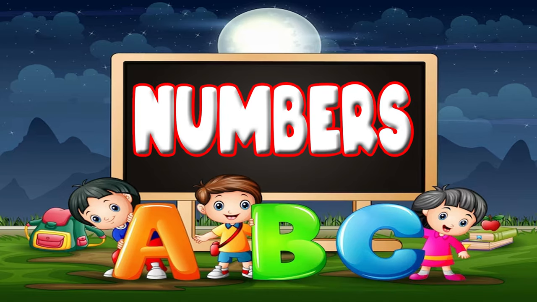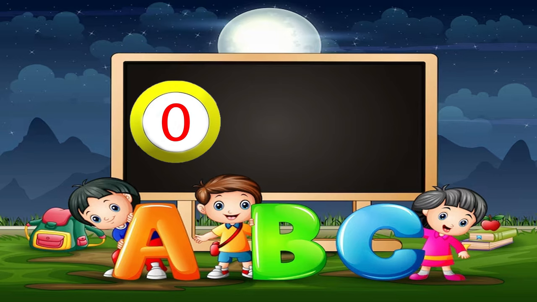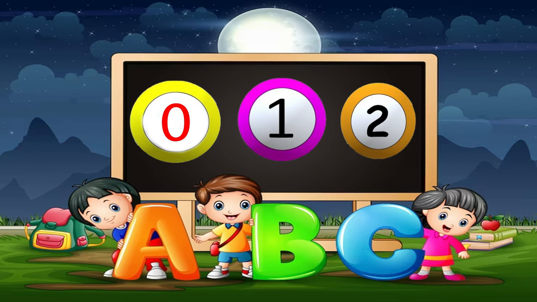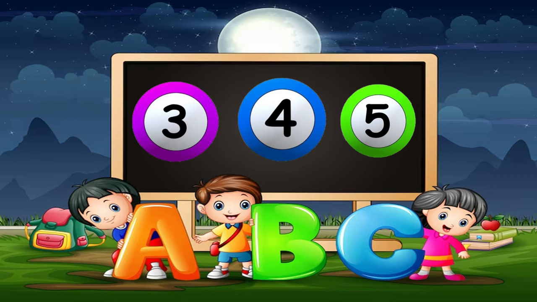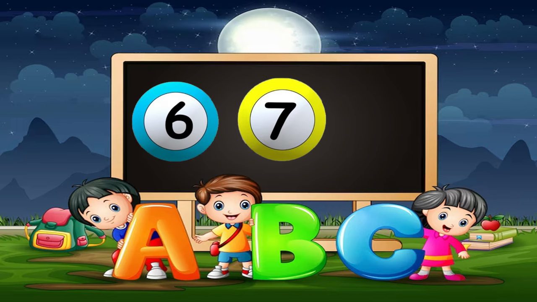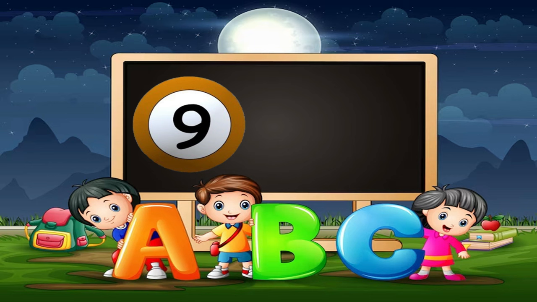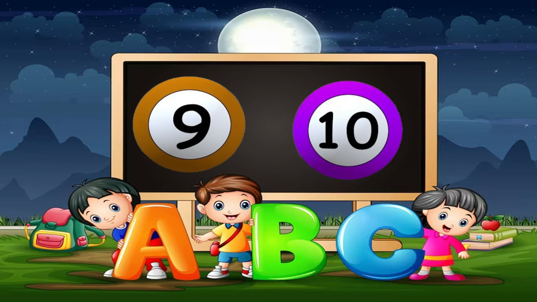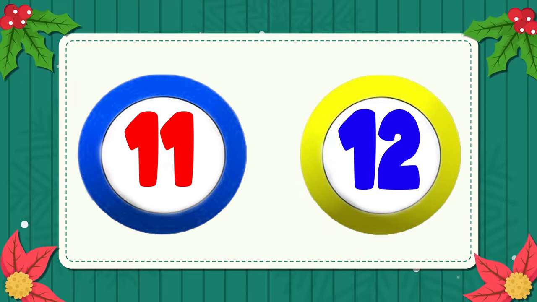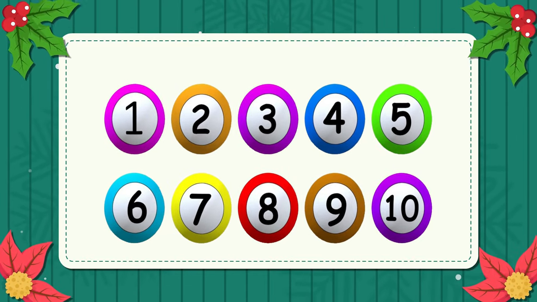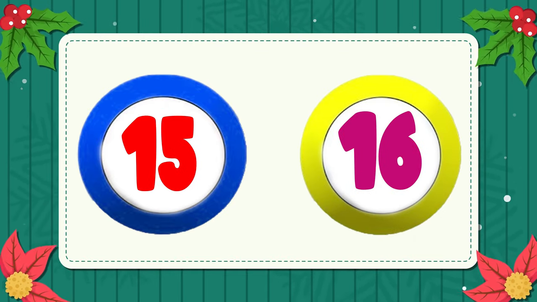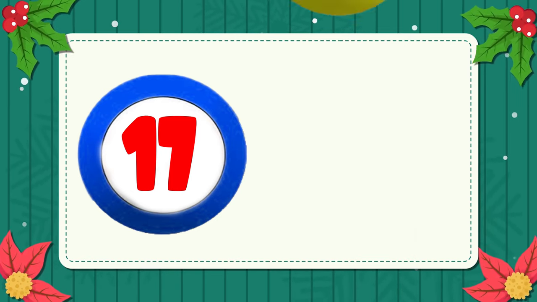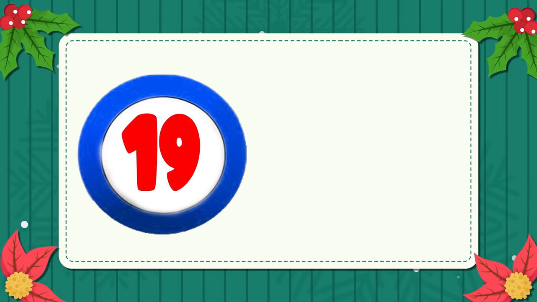Numbers in English. Shall we get started? Numbers. 0, 1, 2, 3, 4, 5, 6, 7, 8, 9, 10, 11, 12, 13, 14, 15, 16, 17, 18, 19, 20.